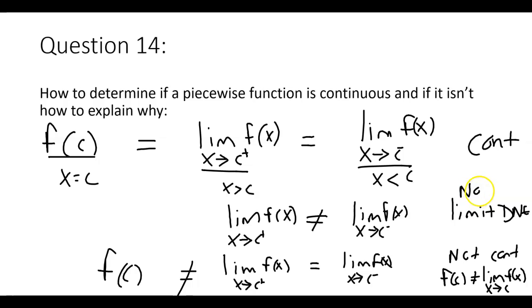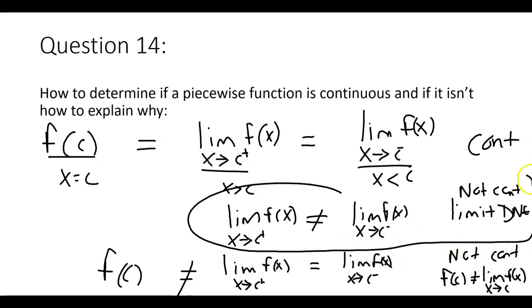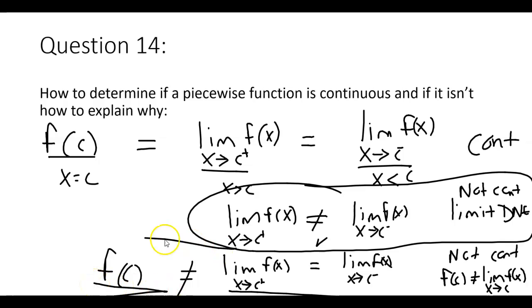So both of these are situations where it's not continuous. In this case, if the limits from the right and left-hand side are not the same, then the reason the limit doesn't exist is because of this right here. But if you ever have a situation where the limit does exist, but it doesn't match the actual function at that point, we would say it's not continuous because the function is not equal to the limit at that point.